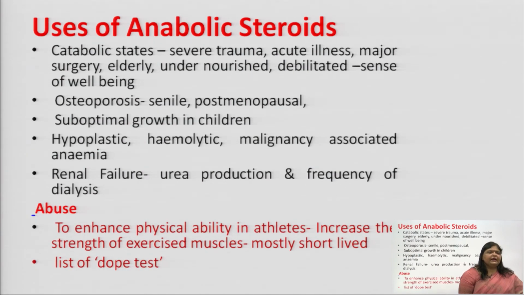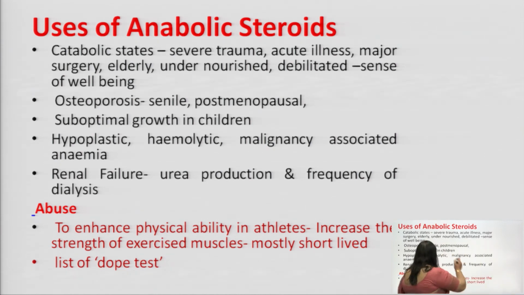Now, where are these anabolic steroids used? Since they have more of the anabolic action and less of the androgenic actions, they are used in case of catabolic states. Catabolic states means wherever there is more breakdown happening, they are called catabolic states. It can be used in trauma, in certain cases of acute illness, in cases of major surgery, in which case the persons are highly undernourished, or in certain cases where there is a debilitated sense of well-being.